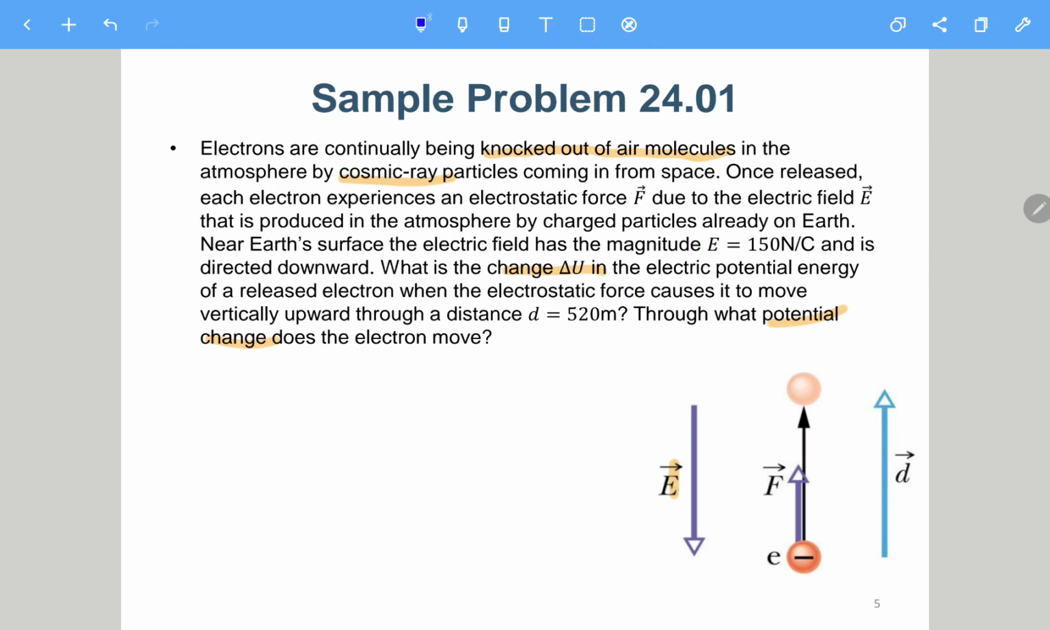So here we will have the work done. Work done is a scalar, but it is like a dot product, which is F dot D. F is the force acting on this electron, and D is the displacement vector. You can see F and D point in the same direction, so this should give you a positive value, and it will be like Q times E dot D.